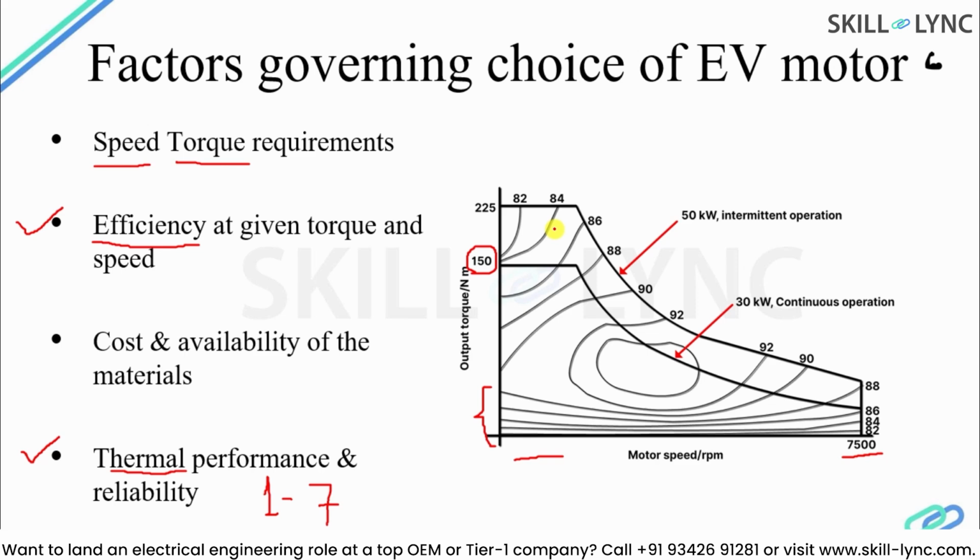What is the meaning of a contour? Contour means the value of the efficiency for a given speed and torque. So for example, if I take the RPM equal to, let's say, 1000 RPM and the torque value equal to 90 Newton meter, that point will be lying somewhere over here, and that point is having an efficiency of 90% because it is lying on the 90% efficiency contour. So all these points are having 90% efficiency.